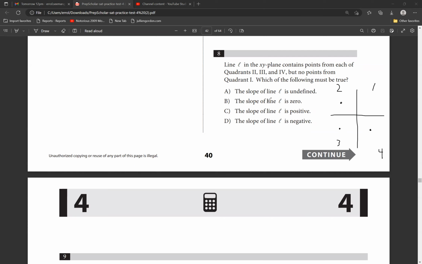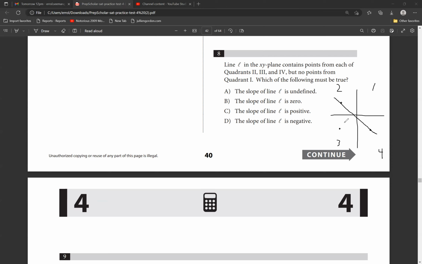The slope of L is undefined. The slope of L is 0. Slope of L is positive. Slope of L is negative. I think it's D, the slope is negative. Slope is negative. Because that way the line would have points in 2, 3, and 4.